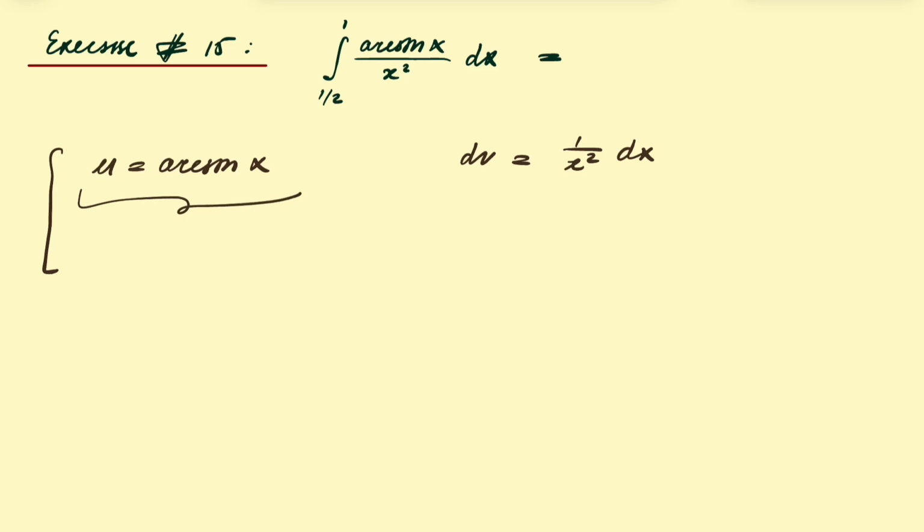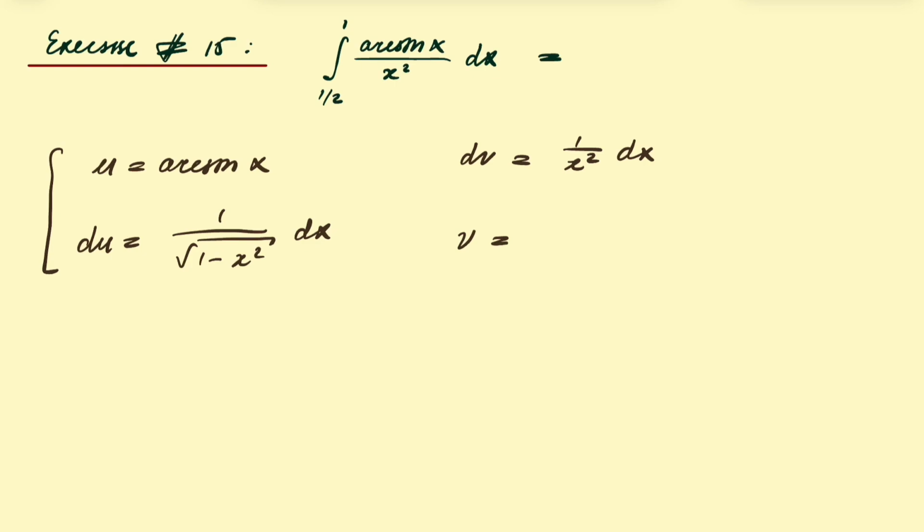From here, continuing integration by parts, we want to compute du. It will be the derivative of arcsin of x, which is 1 over square root of 1 minus x squared dx.